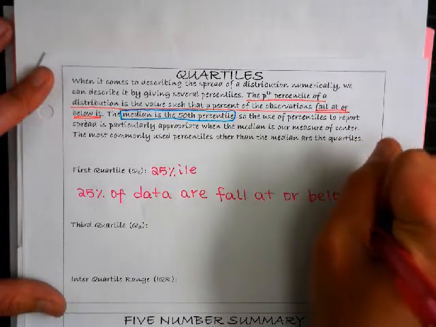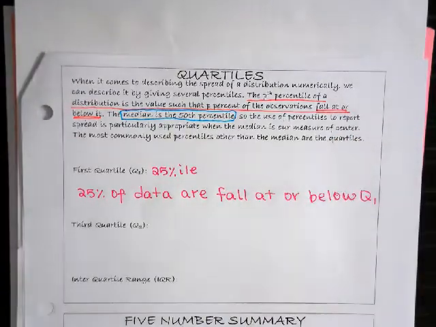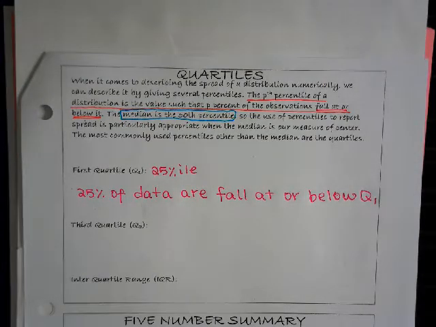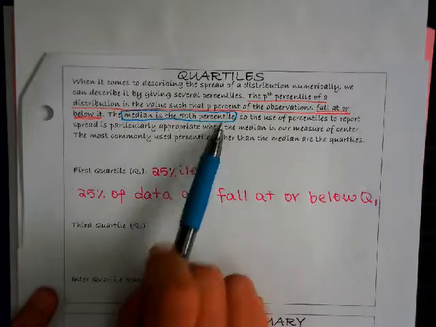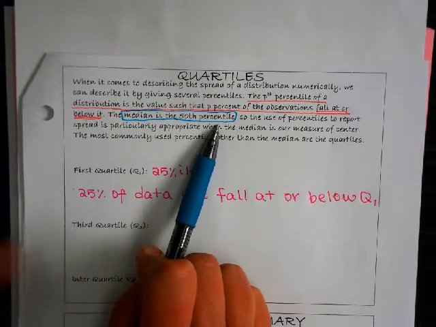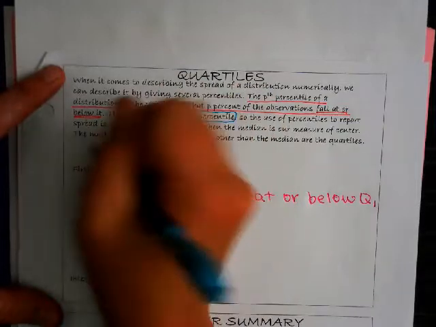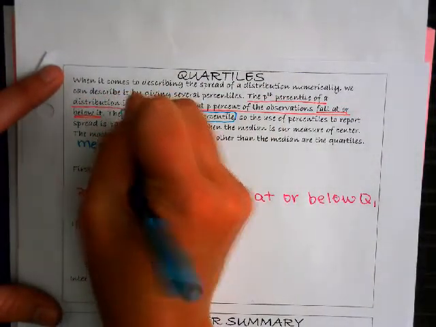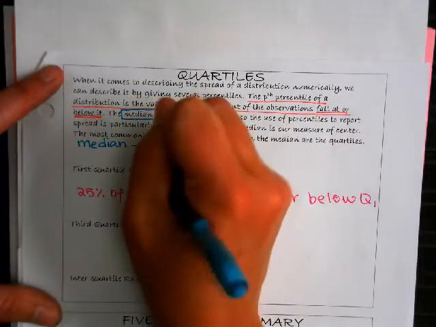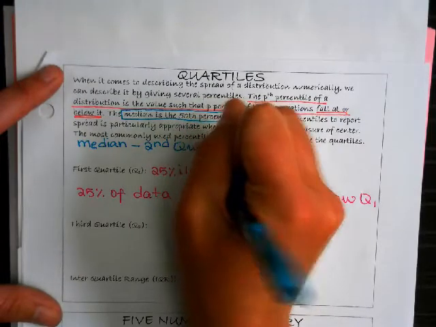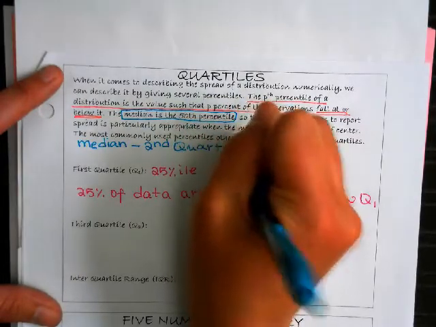The median is the 50th percentile. It could also be called the second quartile technically, so that's another name for it. Sorry, I know I put my hand right over what I was writing. Could be the second quartile. So you could also see Q2, or you could be asked to find the 50th percentile. All of those are asking for the same thing.